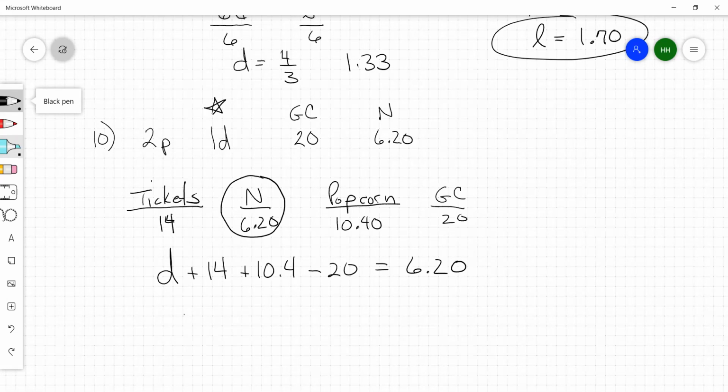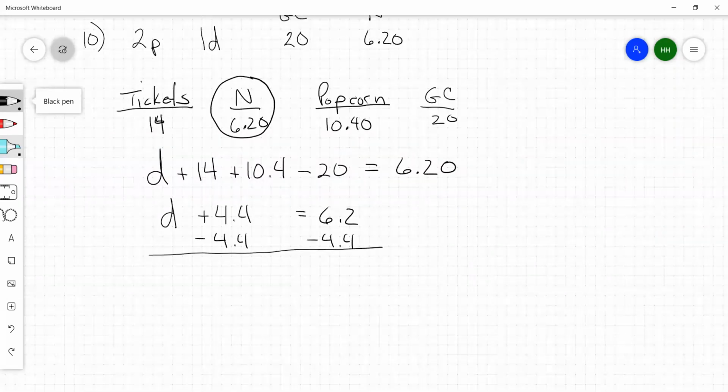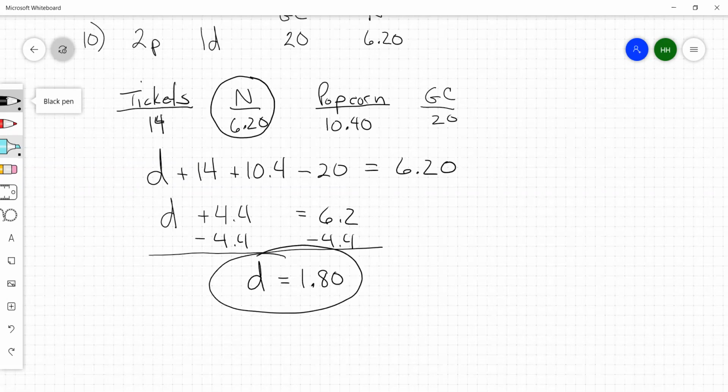Let's see what happens. This D, what do we have? 14 plus 10.4 minus 20. That's 4.4 equals the 6.2. If you subtract 4.4 from each side, then we have a drink that costs 6.2 minus 4.4, $1.80. Yeah, all that for $1.80.